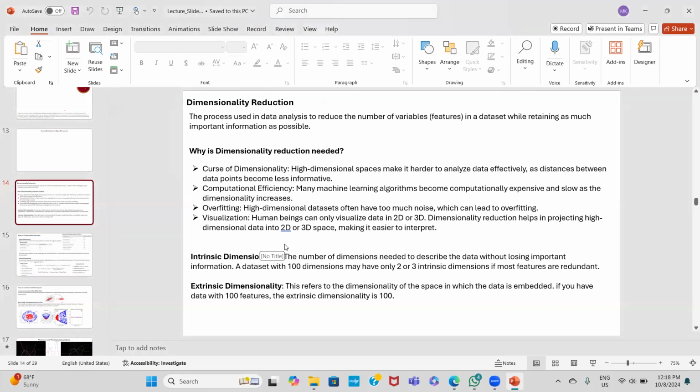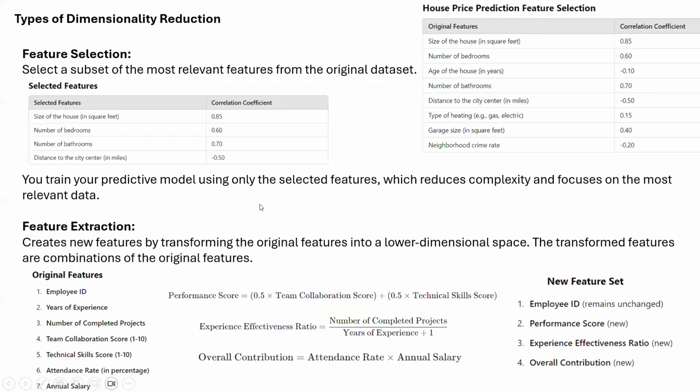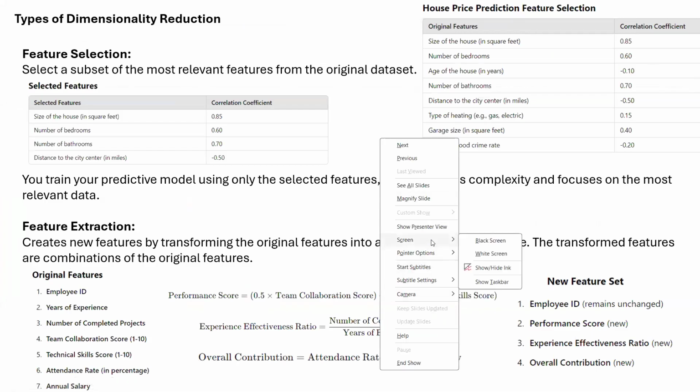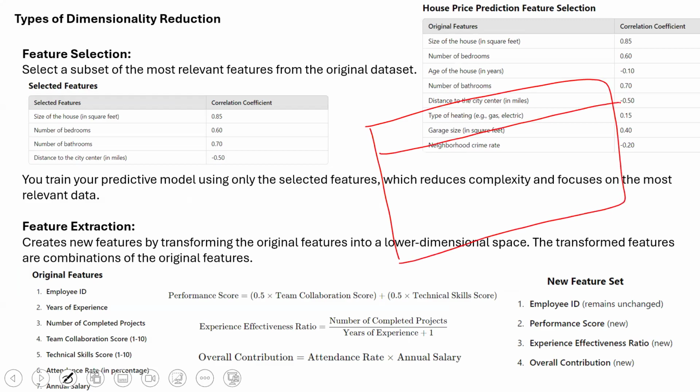So starting with this particular slide today, we want to understand how many types of dimensionality reduction can happen, right? The first thing is feature selection: selecting the subset of the most relevant features from the original data set. Let's suppose we have 100-dimensional data with us. What we can do is pick only a few dimensions out of that data.